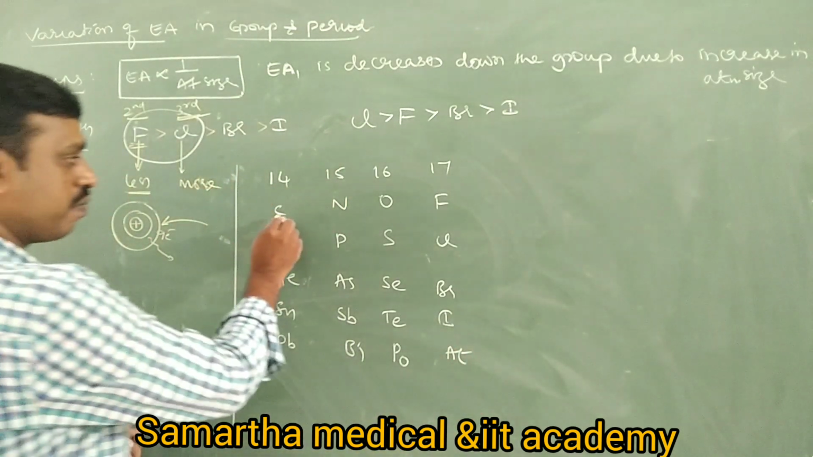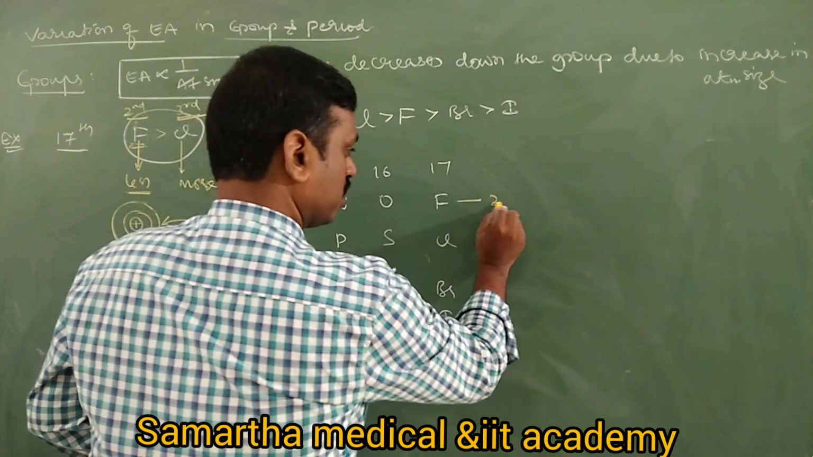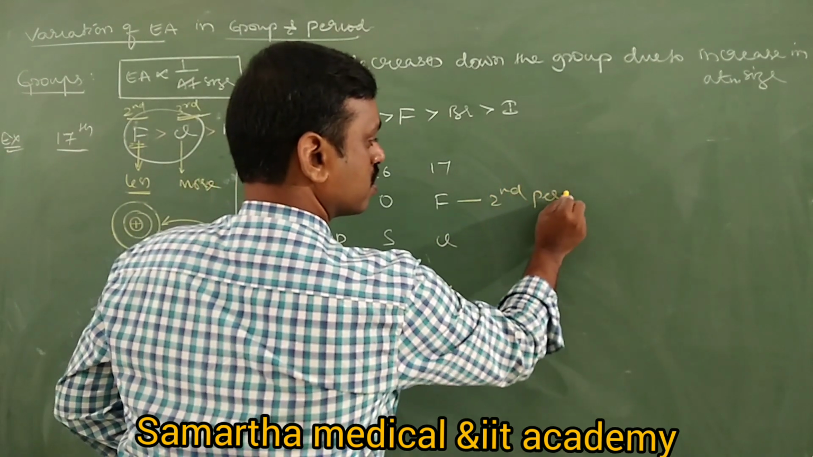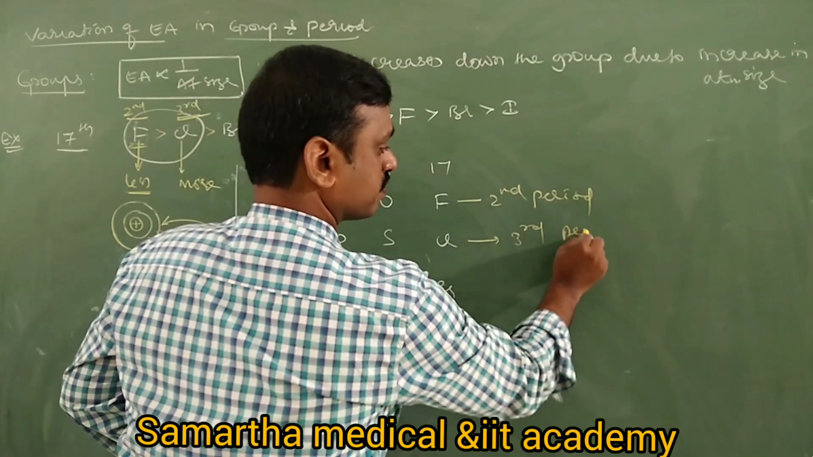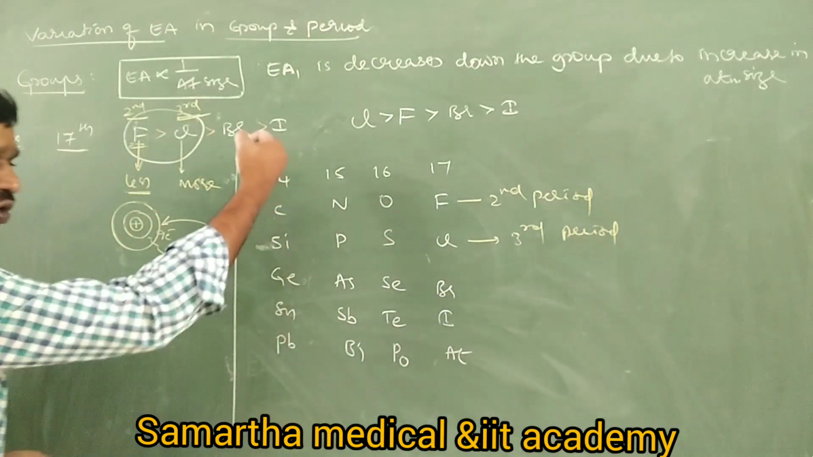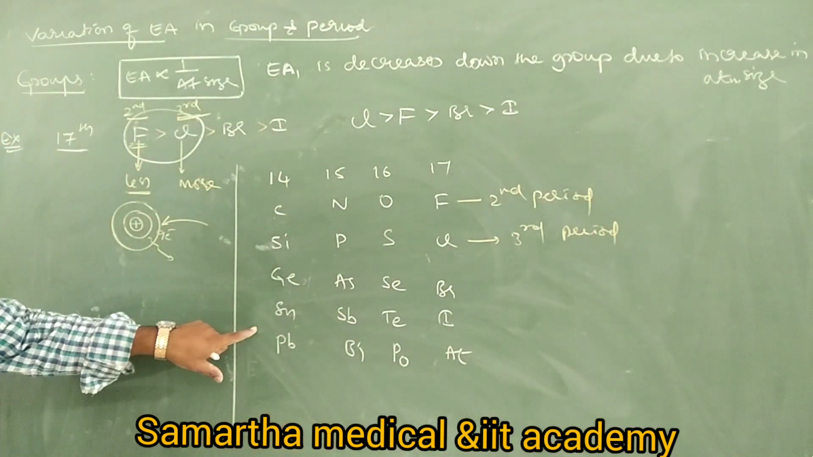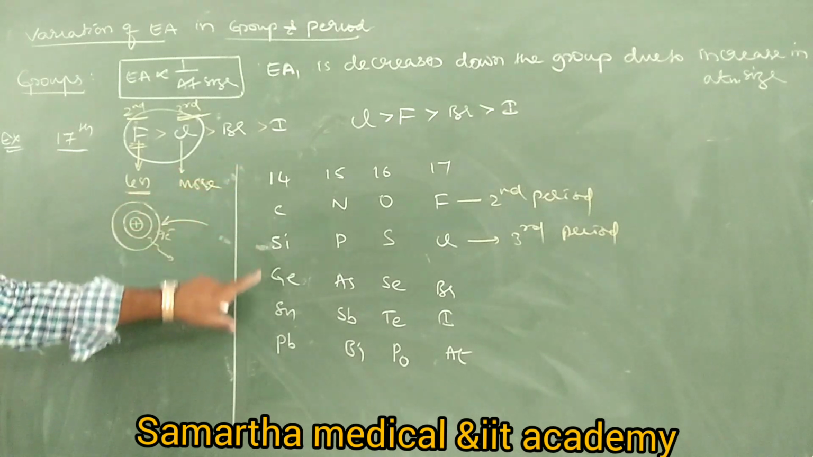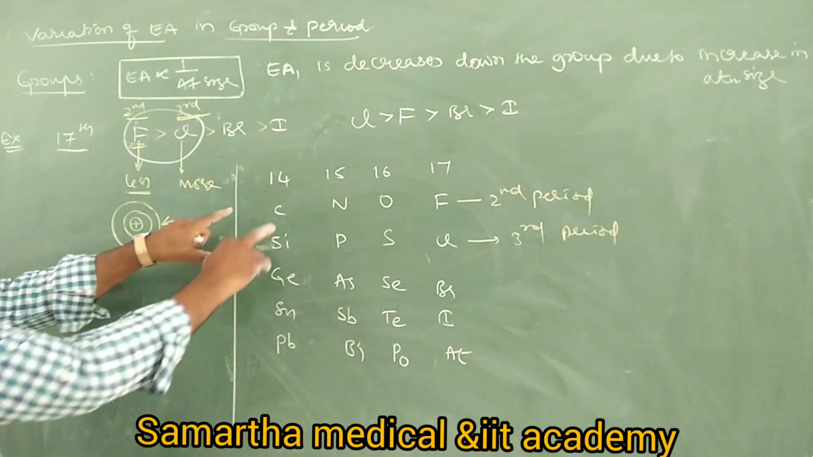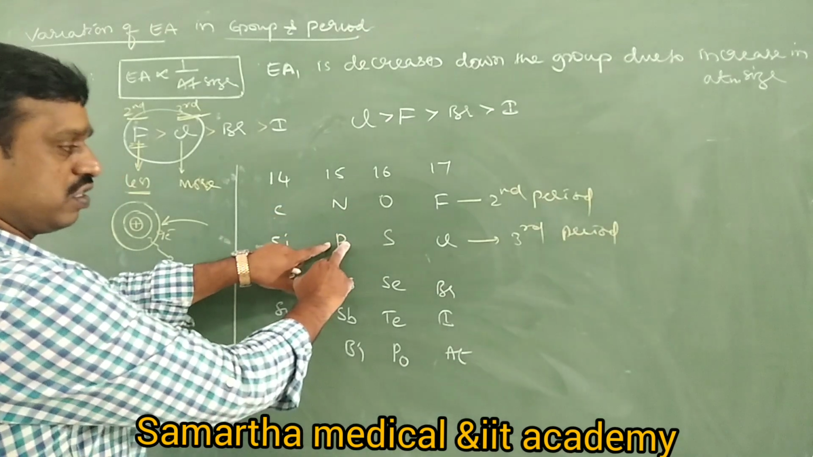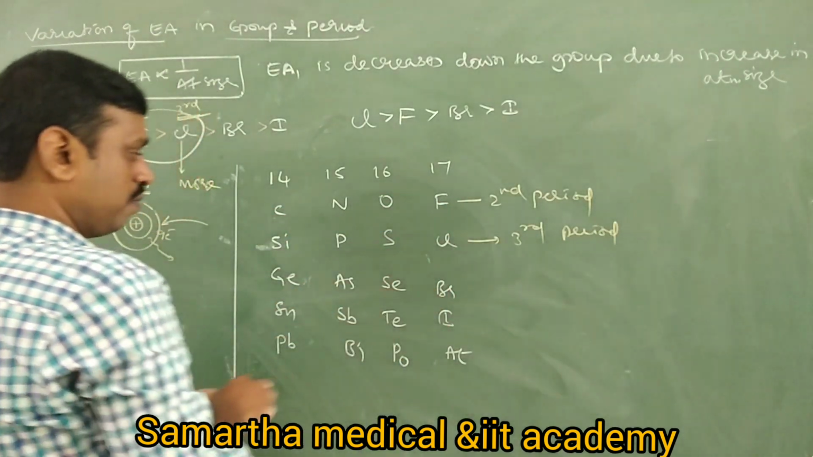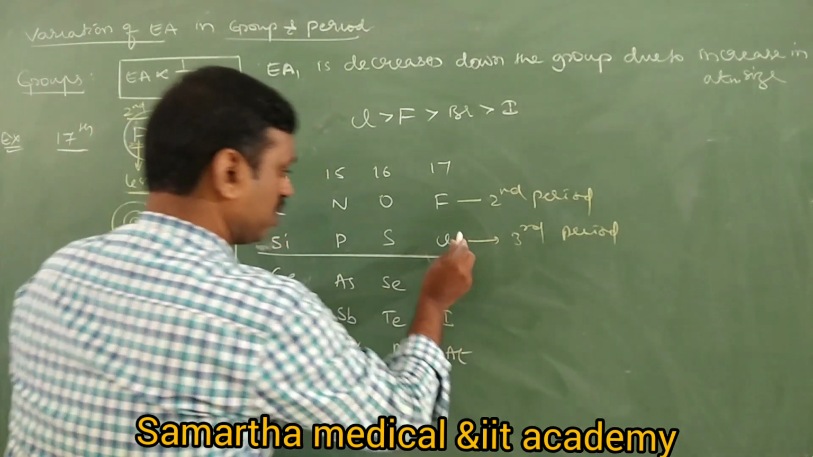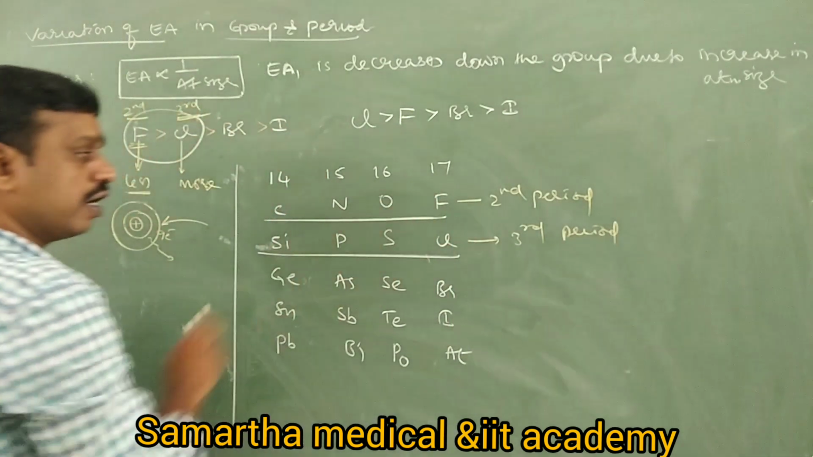So here carbon, nitrogen, oxygen, fluorine are second period elements, right? Then the next is the third period element. So generally down the group it should decrease. Electron gain enthalpy decreases down the group. That means nitrogen to phosphorus decreases, oxygen to sulfur decreases, fluorine to chlorine decreases. But the exception is between these two periods.